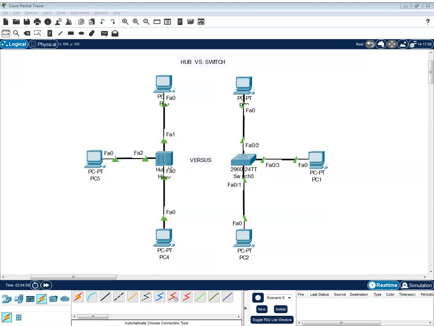And hubs are considered outdated and are rarely used in modern networks. They are mostly found in legacy systems or in scenarios where cost is a major consideration. Like if the company has a low budget, they will just purchase the cheaper one. But when it comes to network performance, it's not going to work that well.